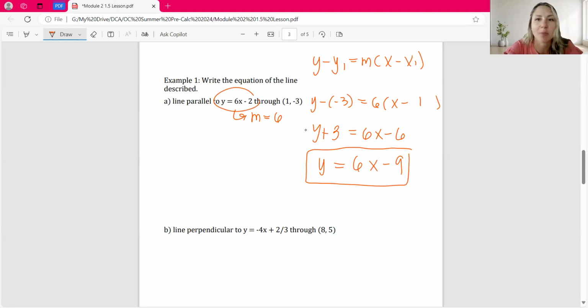And then the second problem is very similar. We're going to do very similar steps, but now we are writing the equation of a line that's perpendicular to the line y equals -4x plus 2/3 that goes through the point (8, 5). So as soon as it says perpendicular, I'm going to look for my slope and find the negative reciprocal or opposite reciprocal of the slope. So -4, I know my perpendicular slope is going to be a positive, change opposite signs. And then 4, the reciprocal of 4 is 1/4.